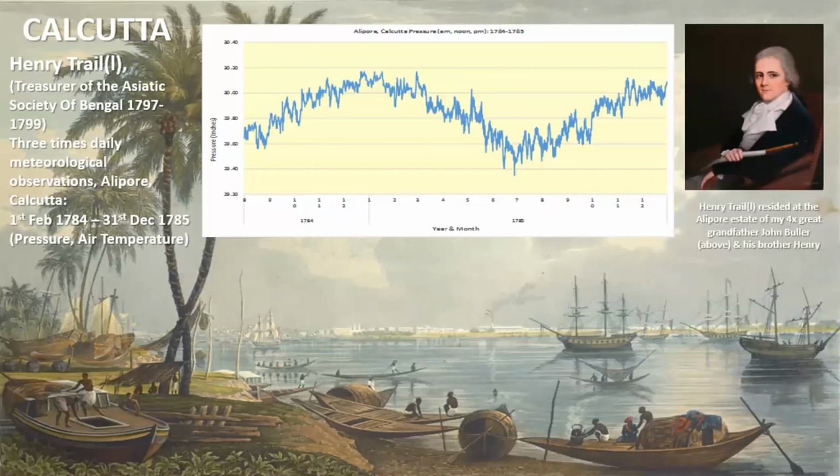I put this one in just for a bit of fun because it's a record for Calcutta from 1784 and 1785 by a fellow named Henry Trail. It says something about him there, etc. The data covered pressure, the air temperature, etc. And that's the trace. But the interesting thing was that I discovered that Henry Trail, you see on the far right side of the panel, a gentleman there, resided, that's not Henry Trail, he resided at the Alipur estate of my four times back great-grandfather, John Buller, above, and his brother Henry. So sometimes you actually find things that are related a little bit closely to one in the past.